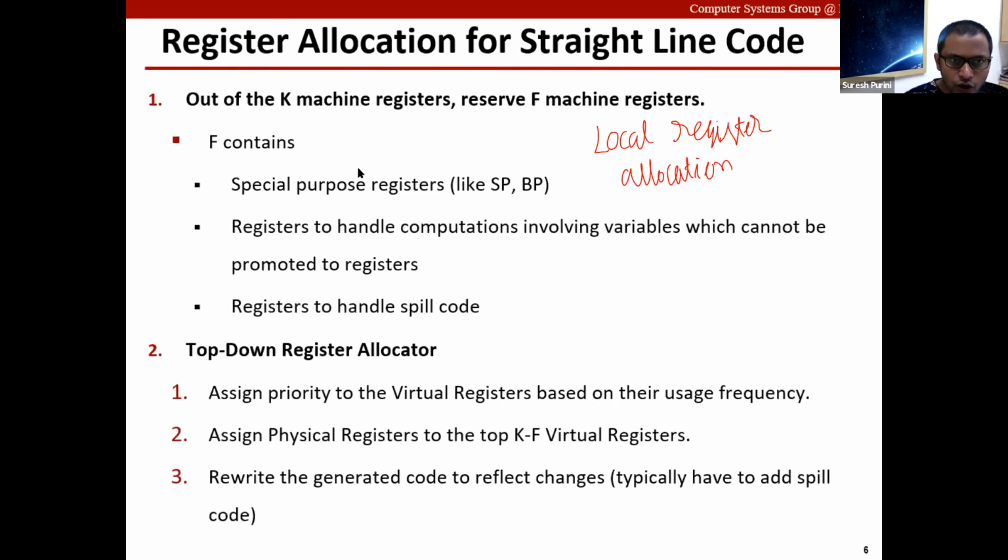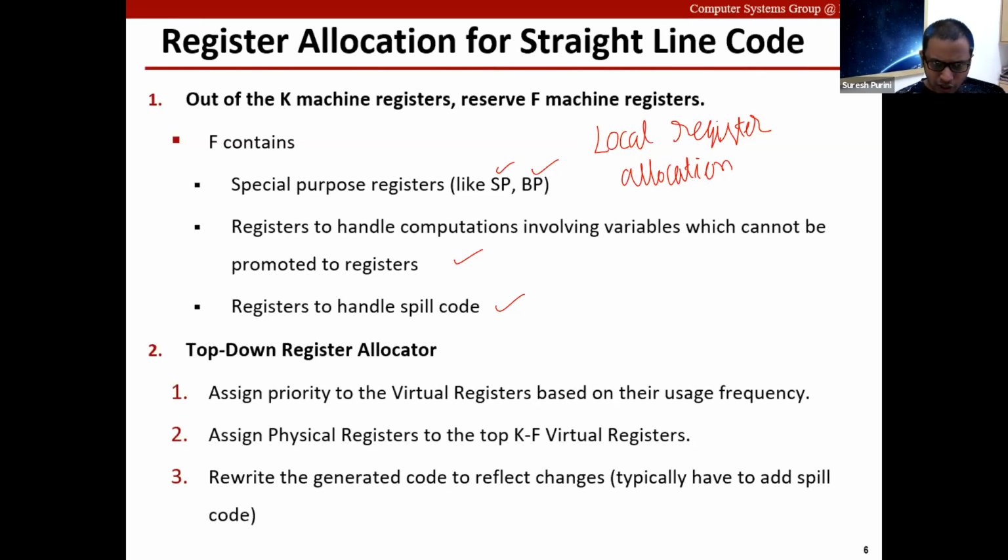So as I said, out of the K machine registers, we reserve some F machine registers. Those F machine registers include special purpose registers like the stack pointer and base pointer. We also need some registers to handle computations involving variables which cannot be promoted to registers, and registers to handle spill code. Usually the registers to handle spill code and the registers to handle computations involving variables which cannot be promoted to registers can be reused. So the same set of registers can be used to handle both cases.